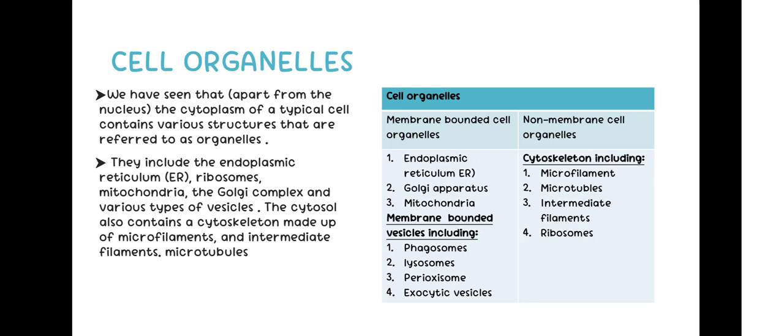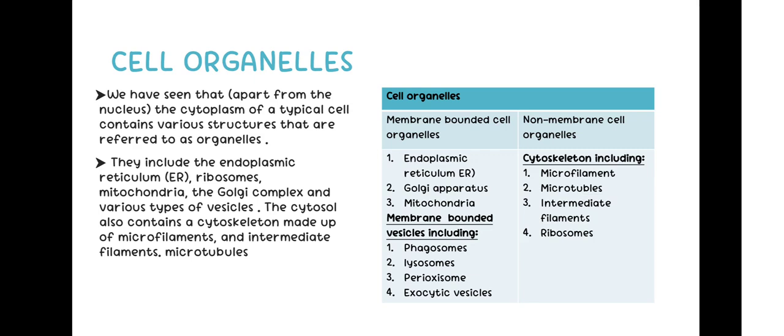So except for the cytoplasm and the nucleus, the other cell organelles present in the cell include endoplasmic reticulum, ribosome, mitochondria, Golgi complex and various types of vesicles. The cytosol also contains cytoskeleton made up of microfilaments, intermediate filaments and microtubules.